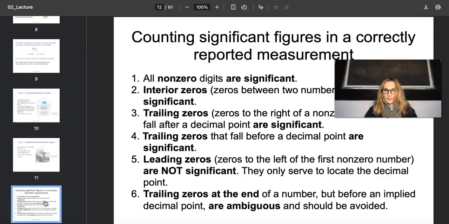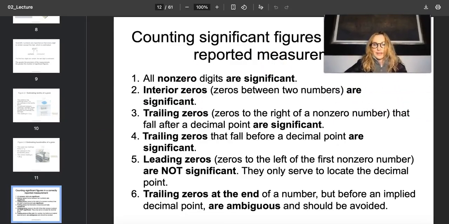Now we're going to talk about the rules for significant figures. So all non-zero digits are significant. So any number like 582, there's no zeros in that, they all count. You would have 3 significant figures in 582. Interior zeros are significant. So in 101, you would still have 3 sig figs because that 0 is in the middle.